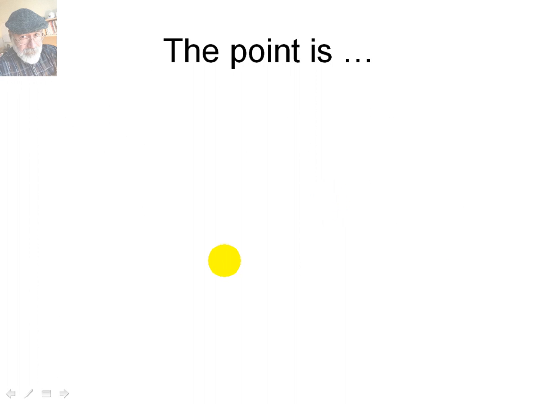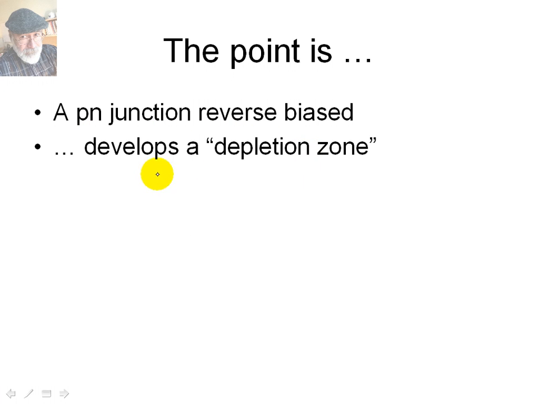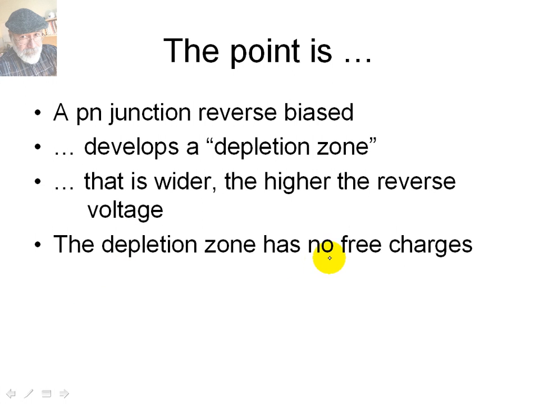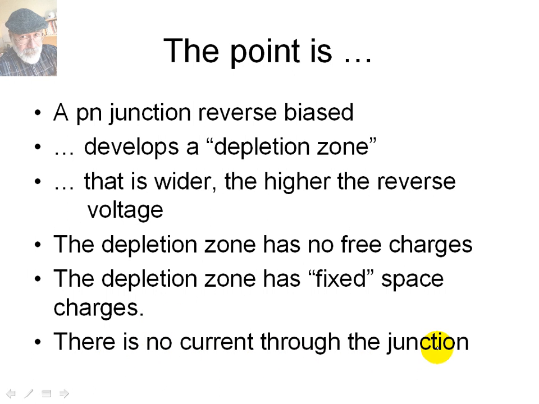Let's summarize that. The point of all of this conversation is that when we have a p-n junction that is reverse biased, it develops a depletion zone, which is a zone that is wider the higher the voltage we apply backwards to that junction. The depletion zone has no free charges. The depletion zone instead has fixed space charges, charges that are fixed and trapped in the crystal of the material. There is no current through a reverse biased junction.